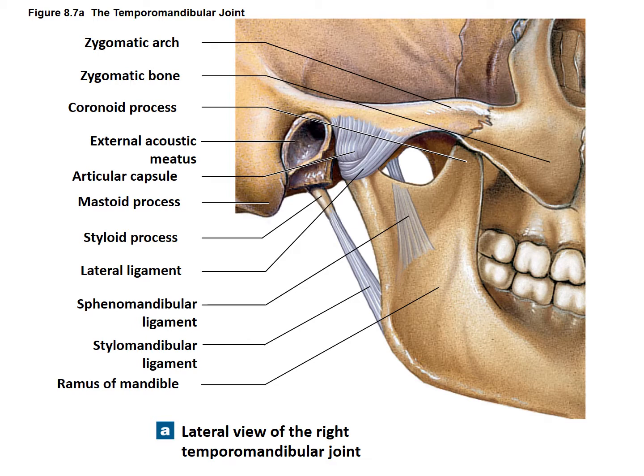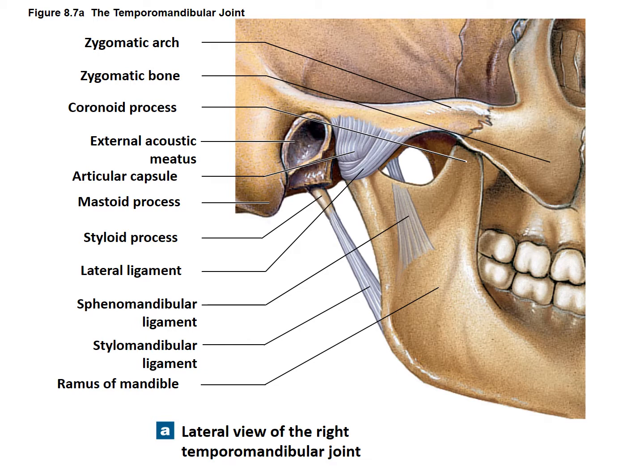The next will be the stylomandibular ligament. The stylomandibular ligament is going to connect from the styloid process of the skull into the underside of the mandible. This is an extracapsular ligament that extends from the styloid process to a posterior edge of the mandibular angle and helps stabilize it from moving too far laterally.